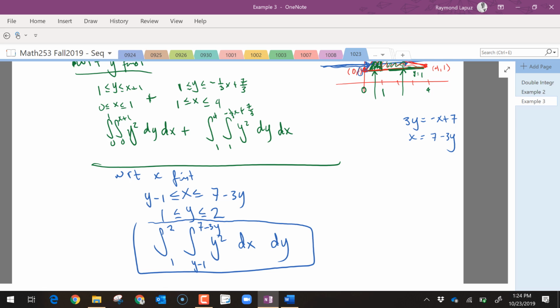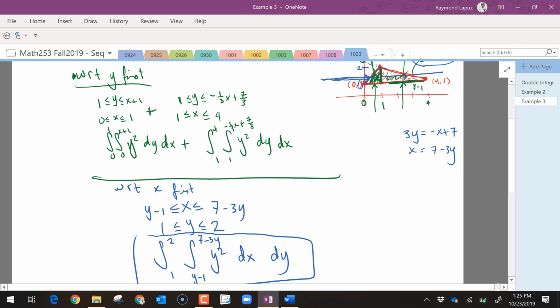So in the book, they refer to these as type 1 or type 2 regions. I don't really care for those names. Type 1 or type 2 regions are regions where if you integrate with respect to one variable, then you have one integral. If you integrate with respect to the other variable, you might have two or more integrals to do. So this is one of those regions that would be easier to compute because you only have one integral if you do it with respect to x first. Okay, questions?